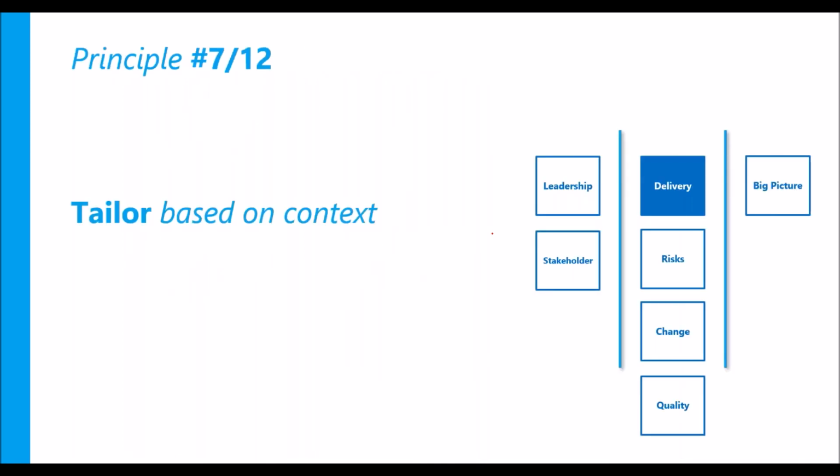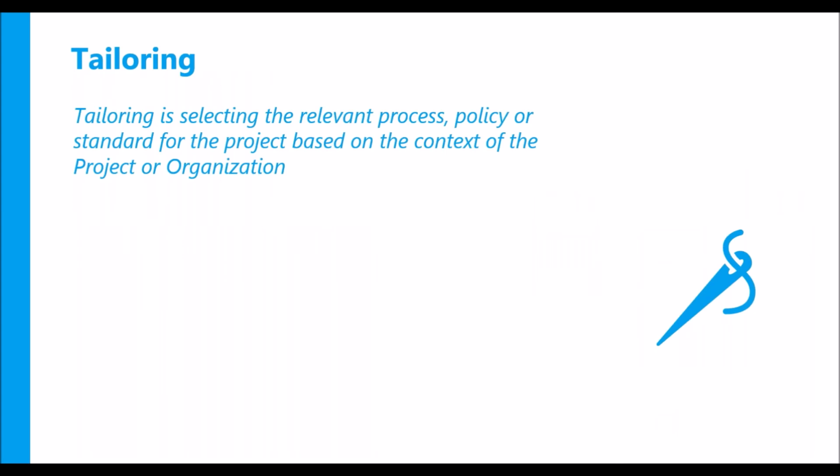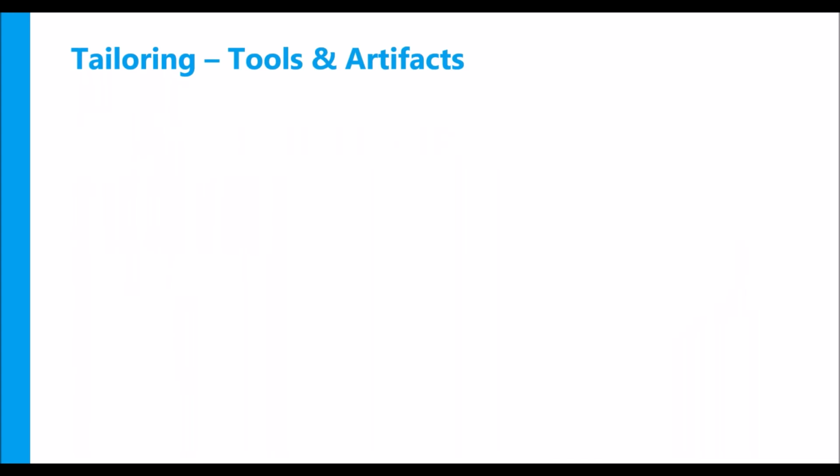The next principle is tailor based on context, right? You need to customize your project based on the context in the organization, right? Tailoring is selecting relevant process, policy, or standard for the project based on the context of the project or organization. To put it simply, how flexible are you to customize the process for your project, right? Every project is unique, and that's the reason you need to customize. And you can customize the methodology itself based on the project needs. You can customize the standards, procedures. So all these are customizable.